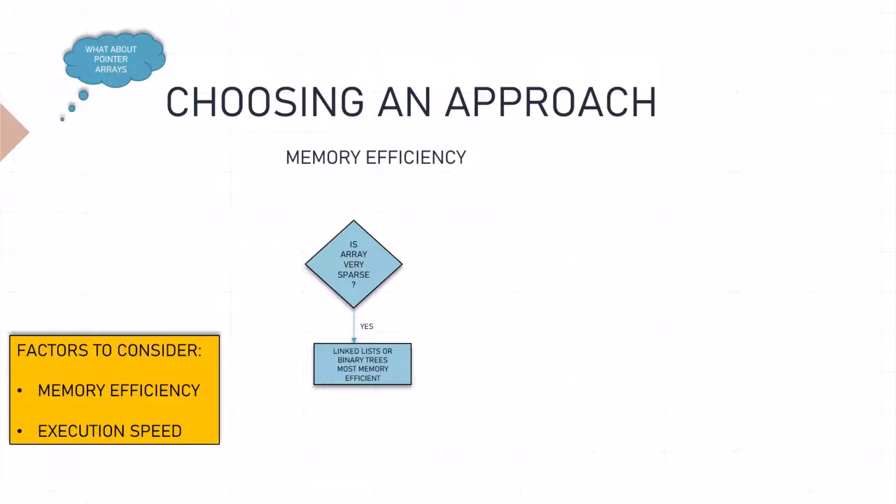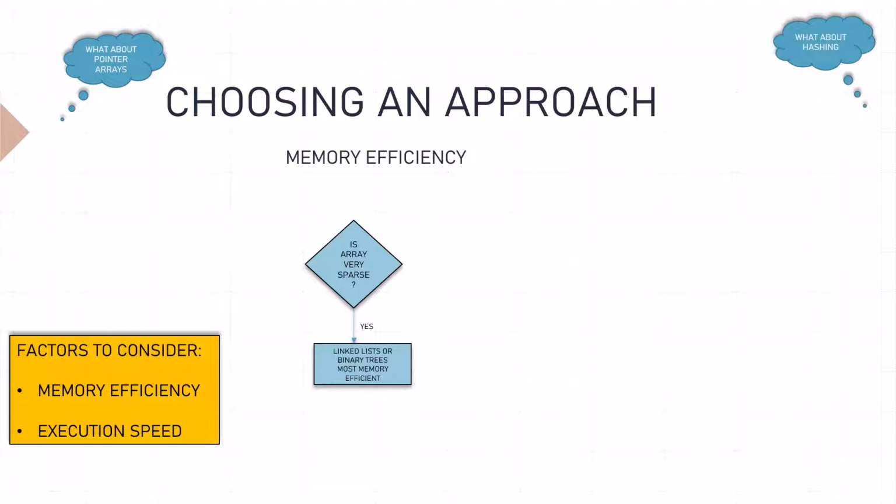What about the pointer array approach? We know that with the pointer array approach, we would need that entire pointer array to reside in memory with one pointer for each logical location, right? And we also need to have space for the application itself. So that's not memory efficient when compared with linked lists or binary trees.